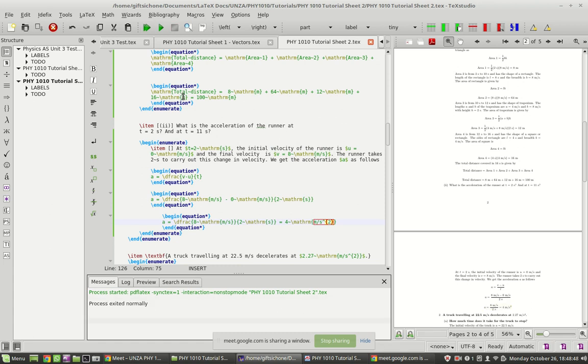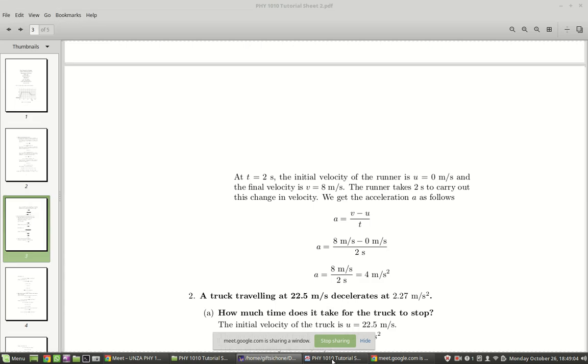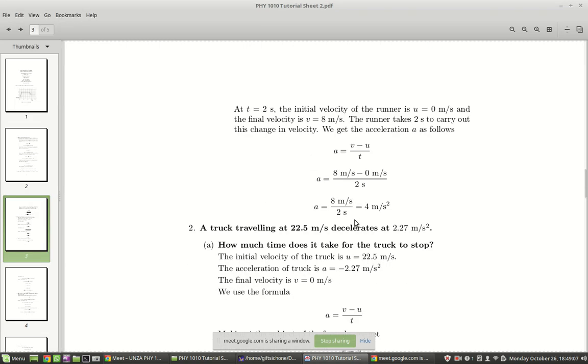Just a minute. Let's confirm something here. Oh, okay, good. Okay, then, so that is what we have as acceleration at that particular point.